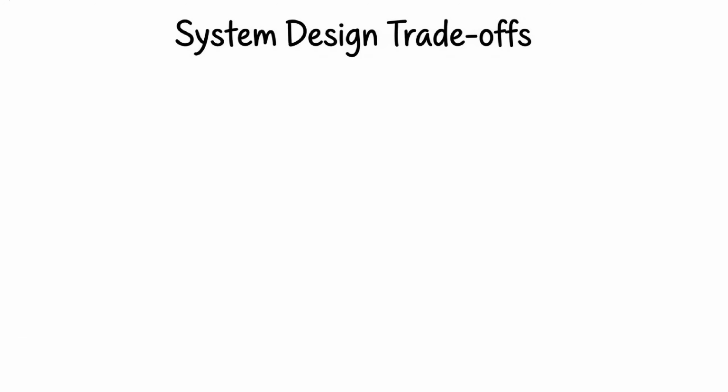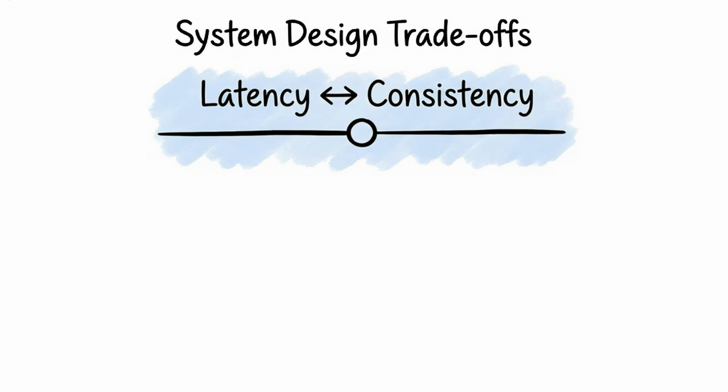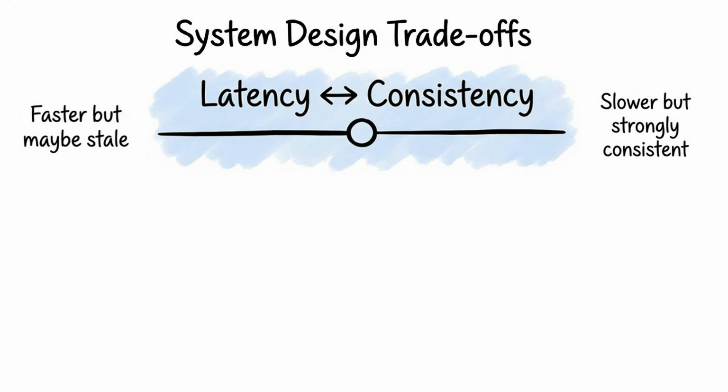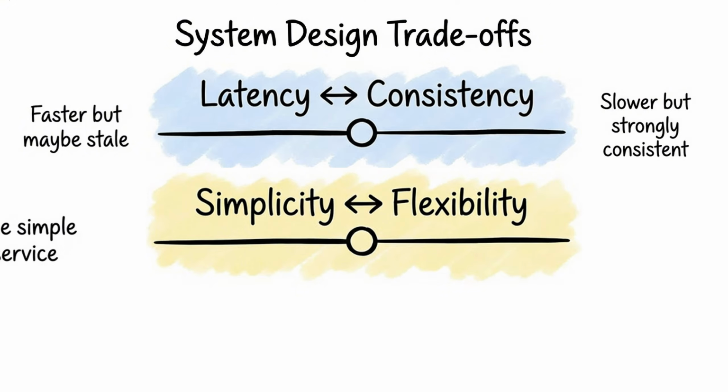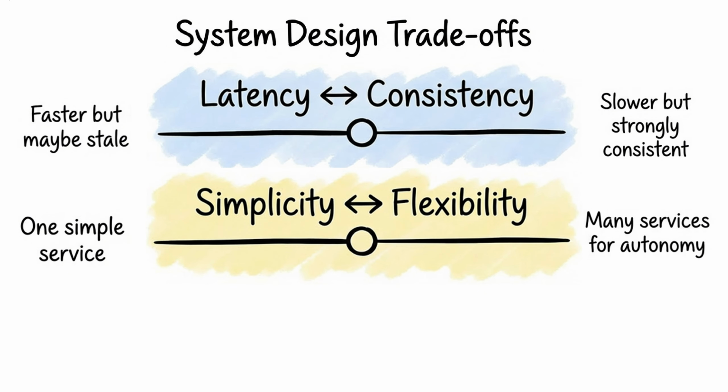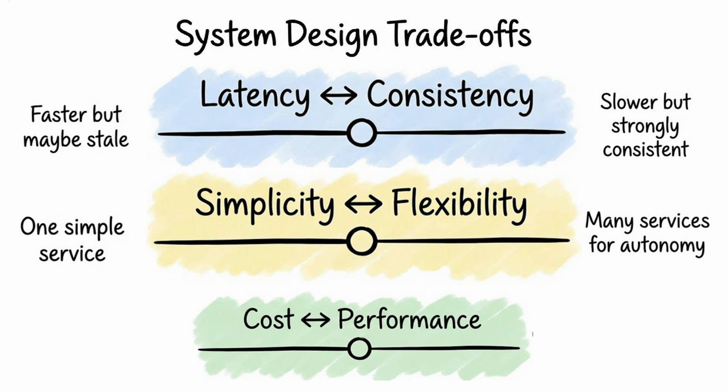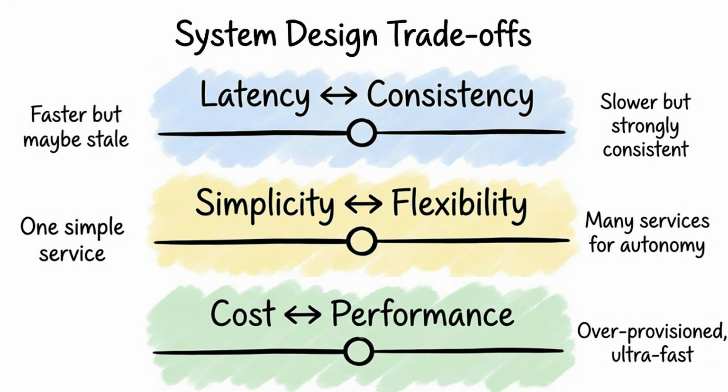And finally, some classic design trade-offs show up everywhere. Latency versus consistency: do you return slightly stale data faster, or slower but strongly consistent? Simplicity versus flexibility: do you keep one simple service or split it for team autonomy? Cost versus performance: do you over-provision to stay ultra fast or accept occasional slowness? Remember, in interviews, you don't need perfect answers. You need to show that you see these trade-offs and can explain your choices.